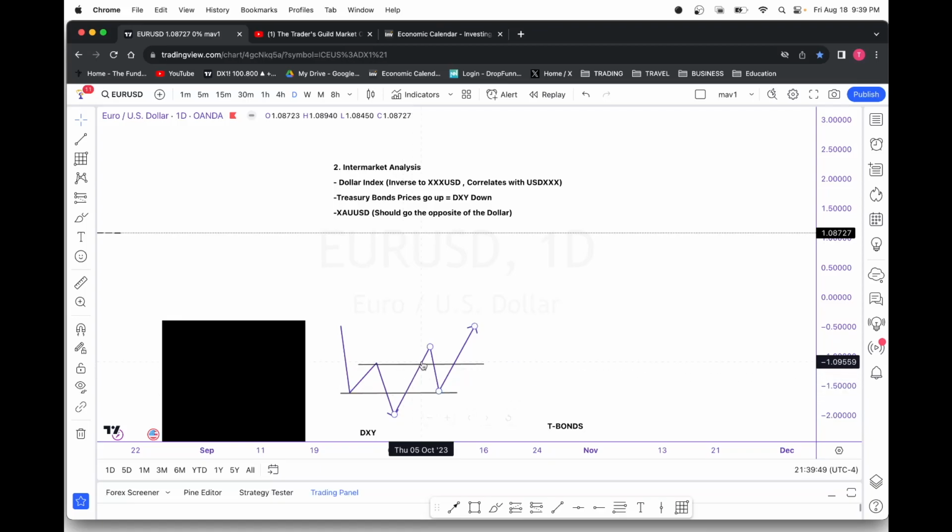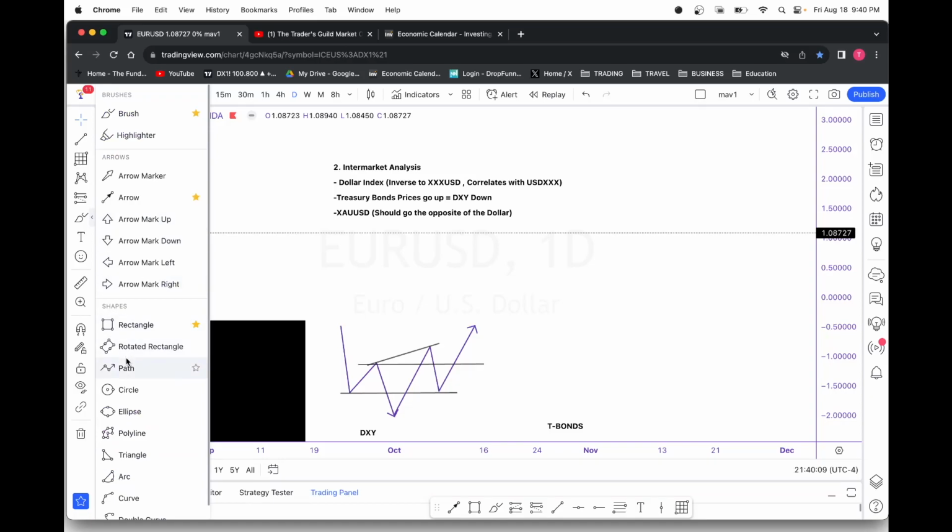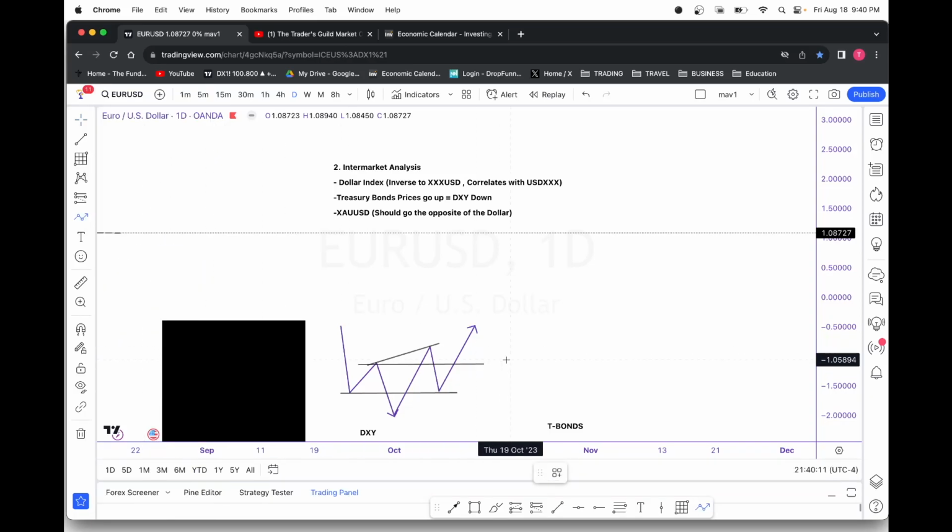So if the dollar is showing that, hey, I just created higher highs, right? We took Euro USD out of the picture for right now. But if dollar is creating higher highs, then that means that T-bonds should be creating lower lows, because they should go opposite of each other, right? And let me star this. Why is that not on my favorites? All right, so T-bonds should be going like this.